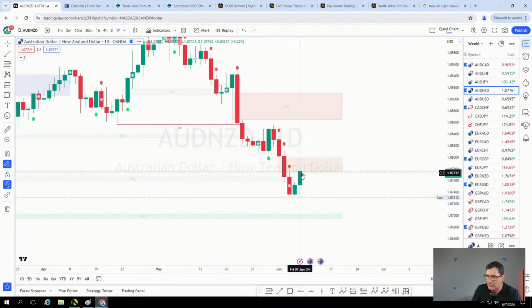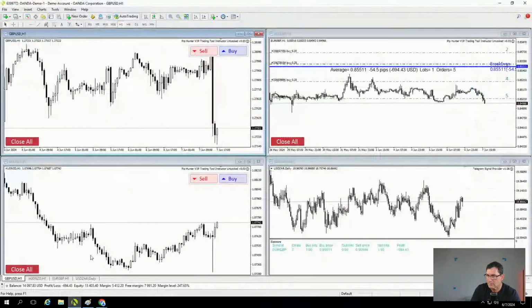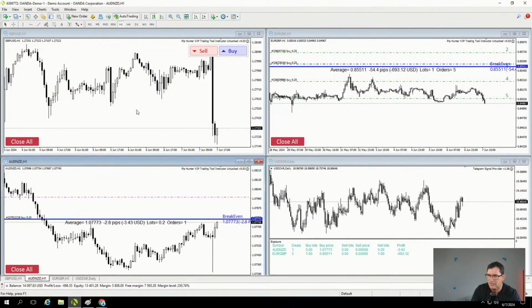But because the market's already got to that high, I'm probably going to say that that target has already been hit, and that the market is probably going to be chasing after this liquidity high right here at 1.0840, 854. Now, I'm going to go ahead and buy. I'm going to buy on the Aussie. There we go. Buying on the Aussie New Zealand dollar.